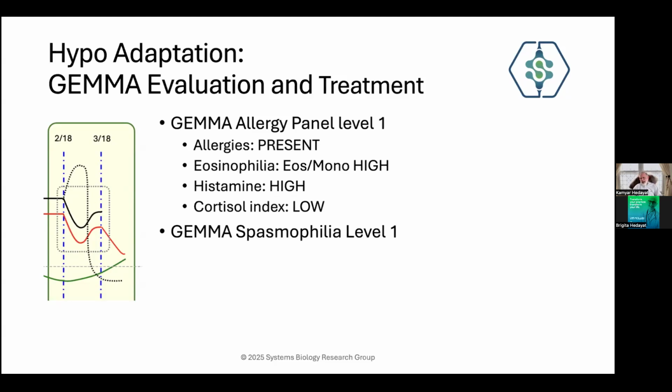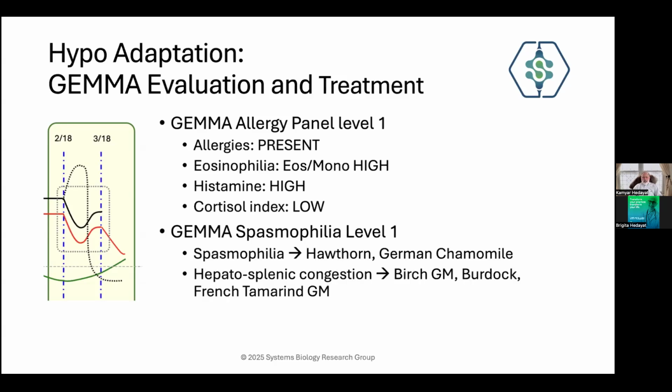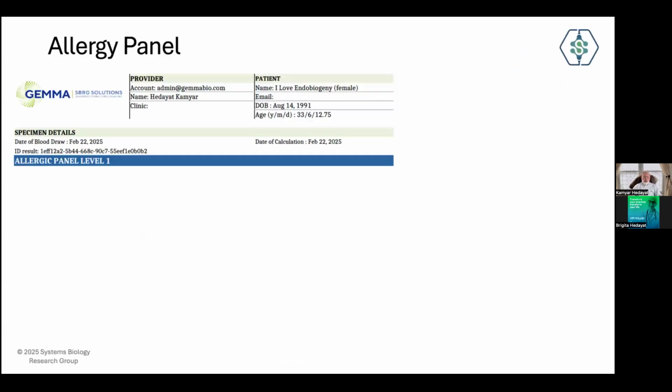Those of you who've studied with us, or just as a quick refresher, spasmophilia is this dysfunction in the transition from para to alpha to beta sympathetic. And you would expect to see or could anticipate some spasmophilia where you'd want to use something like hawthorn or German chamomile. And there could be some indications of hepatosplenic congestion, and there'd be some different plants you'd want to consider. So let's actually look at a panel so we can take this theoretical approach and apply it.